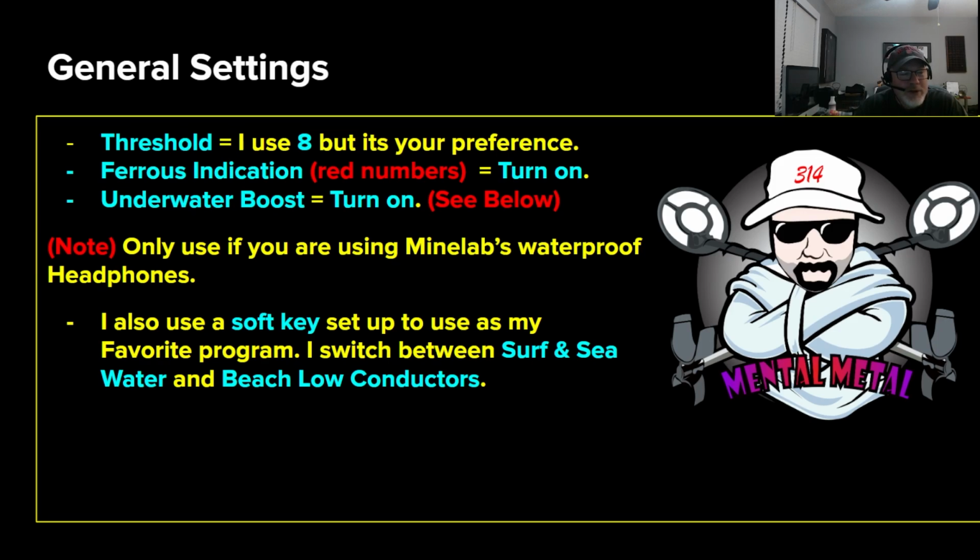Now, I mentioned earlier in the slides that I do use a soft key. This is from switching between surf and seawater and beach low conductors. So I'll mention that again. I think that's a very wise thing to do because with one click of the button, you can be in surf and seawater setup just like you were with beach low conductors. Settings are pretty much the same. That way, when your coil starts hitting the water and gets real noisy, just hit one button and all that goes away. So that's how I have it set up.